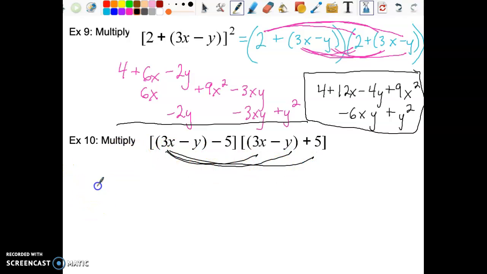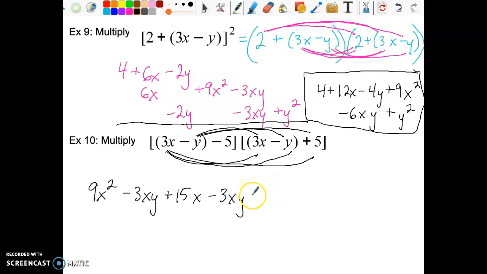a lot of nice things will happen. You have 9x squared, you'd have minus 3xy plus 15x, and now distribute that negative y to each term. So we'd have another minus 3xy minus, or sorry, plus, because the negative times the negative is positive, y squared minus 5y. But then we need to distribute this minus to each term. So we're looking at a minus 15x plus 5y, and then minus 25.